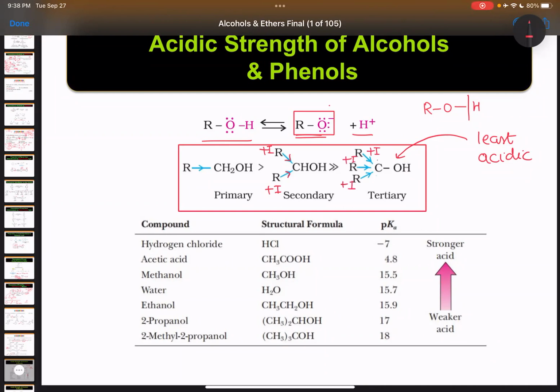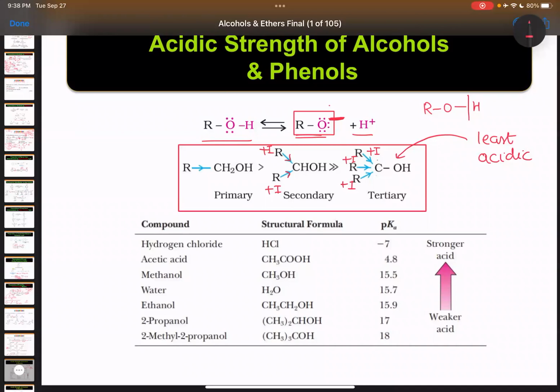So they will make the O minus more rich because of their electron donating tendencies. And if your O minus becomes more rich, why will it let H plus go away? The minus, if it becomes more minus, will attract H plus more strongly. So H plus will not go out.